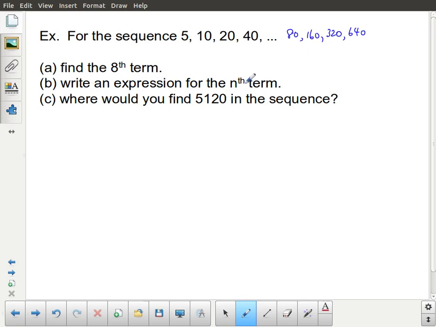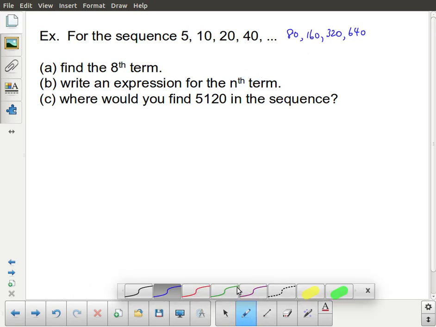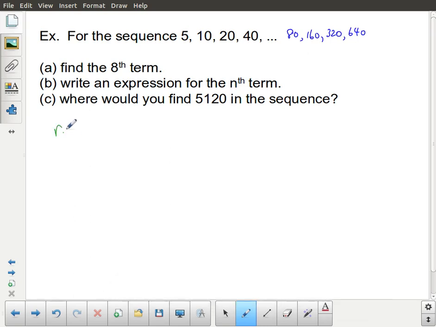Okay, write an expression for the nth term, a general expression. Now, I want you to recall, for an arithmetic sequence, we already went through this exercise. The generic term for an arithmetic sequence is a plus n minus 1 times d.